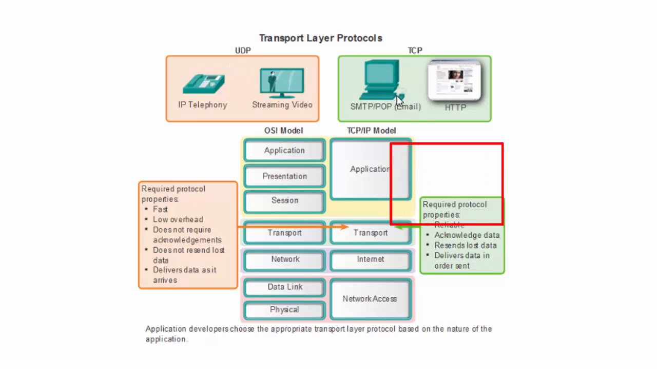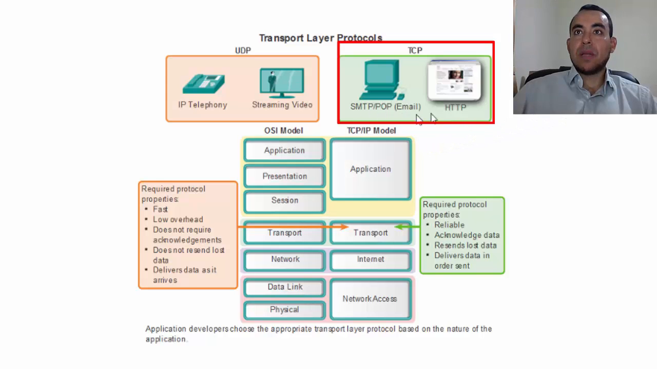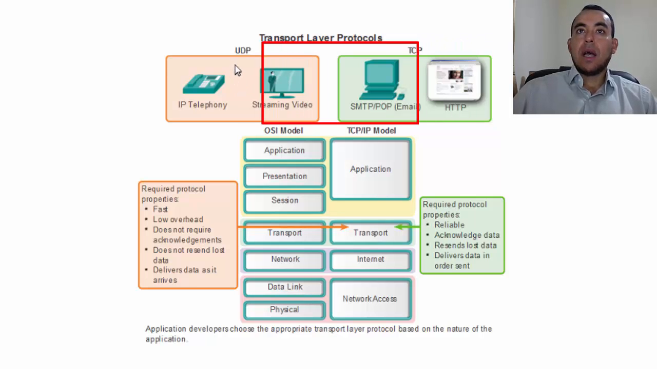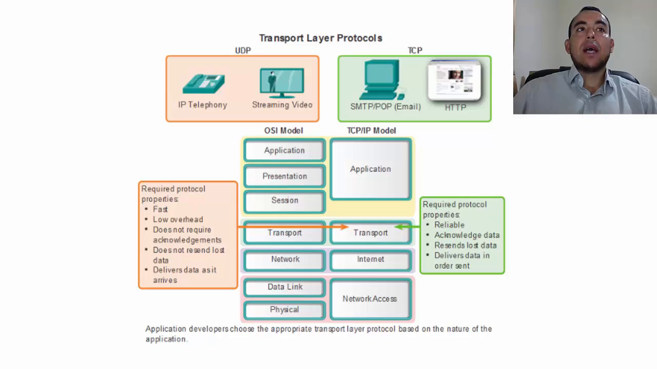Examples of services that use TCP are SMTP and POP for email, HTTP, FTP, Telnet, and some other applications. UDP, for example, is used for streaming video. As we said, video is one of the applications tolerant of packet loss, and it is also used in some IP telephony applications. So despite the fact that UDP does not provide any reliability, it may be more attractive for some applications that require very low overhead and very fast transportation of the segments.